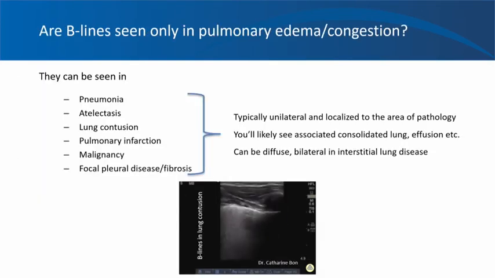And are B lines seen only in pulmonary edema or congestion? In other words, if you see B lines in the lung, does it always mean the patient is volume overloaded? Again, the answer is no.